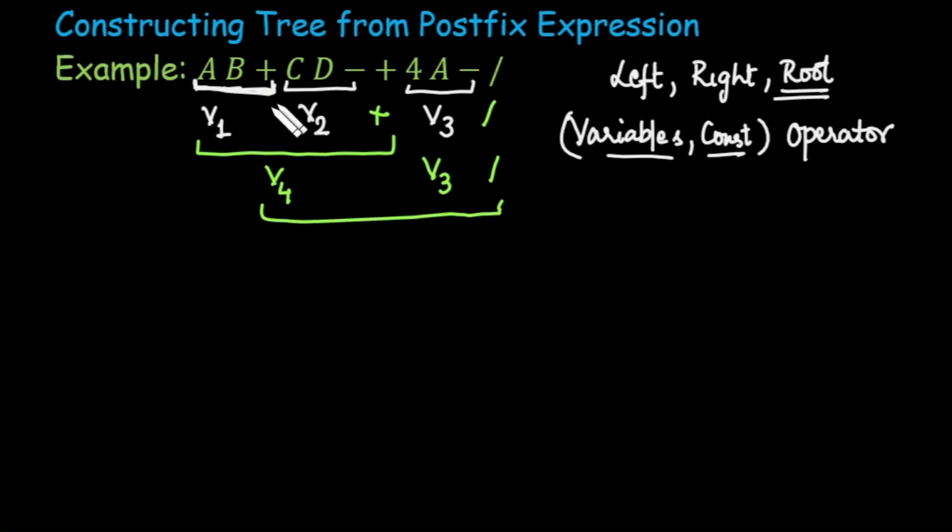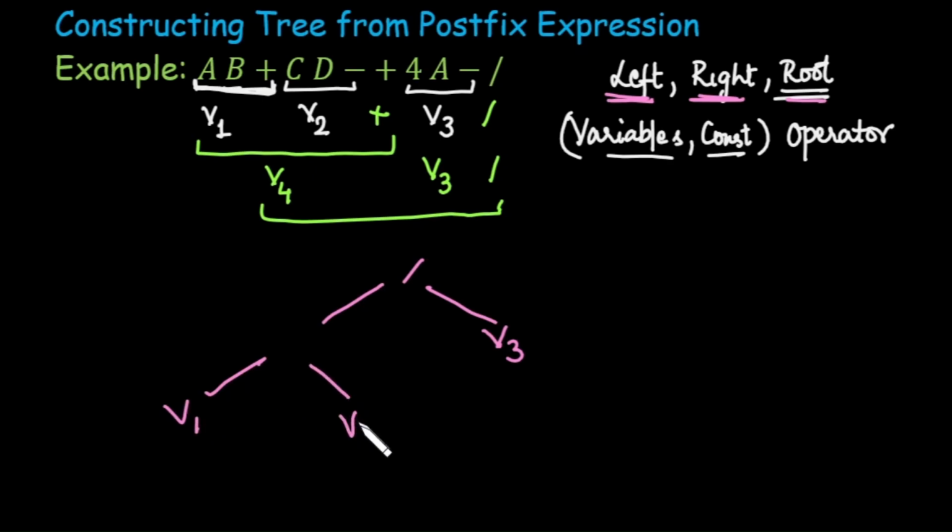So let's break it one by one. In this case, we can start from the last one. So first is divide. Left is V4, because left, right, then root. So this is the left and this is the right and the root here. V4 is the value of this one. That means first we have the left of this one, that is V1, right is V2 and the root is plus.